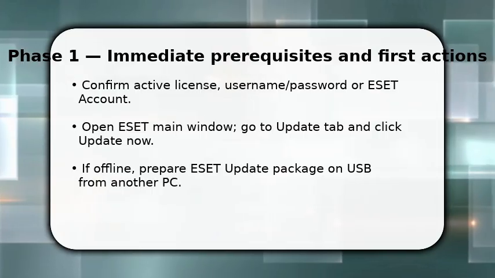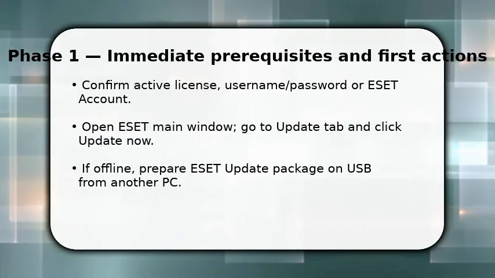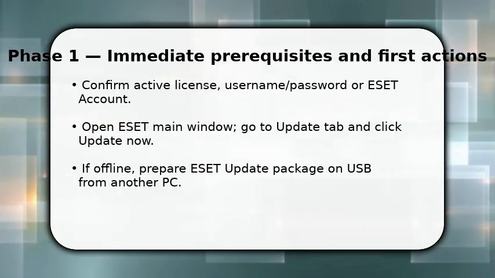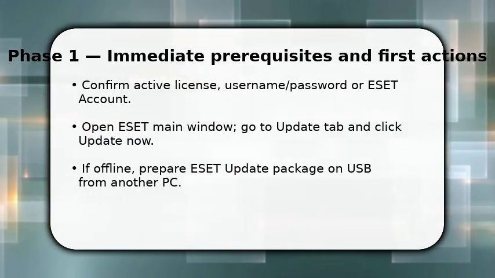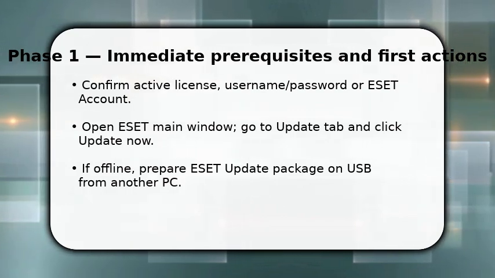If you must update offline, prepare the ESET update package on another computer and copy it via USB. Once done, make sure the system clock is correct. Incorrect time blocks secure connections. This fast start gets you into the update flow immediately.